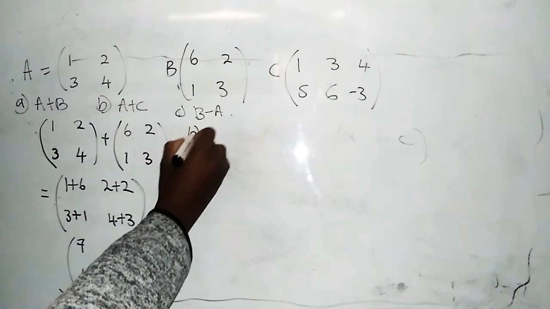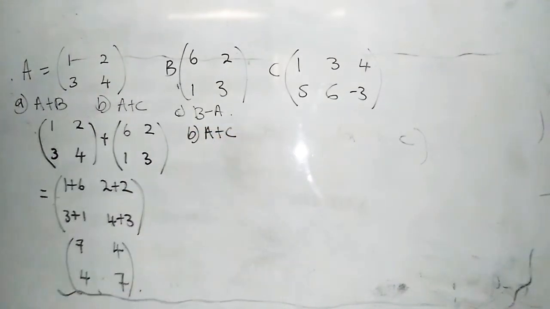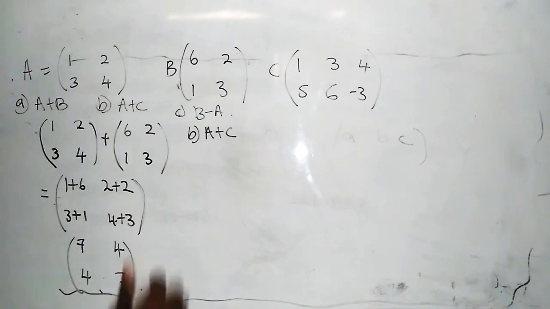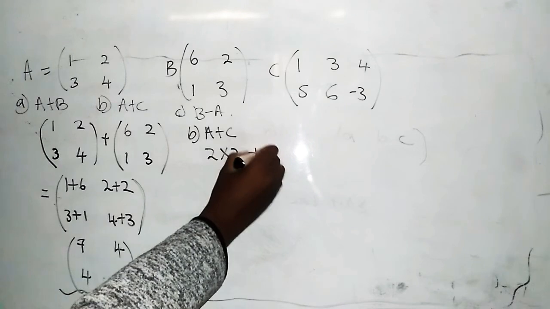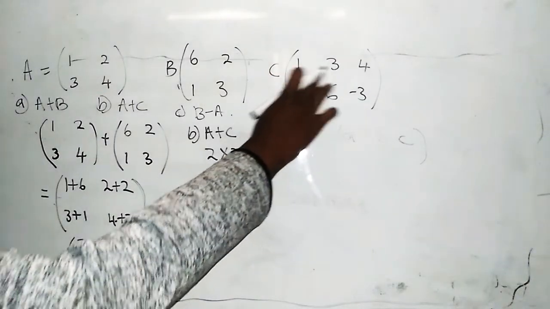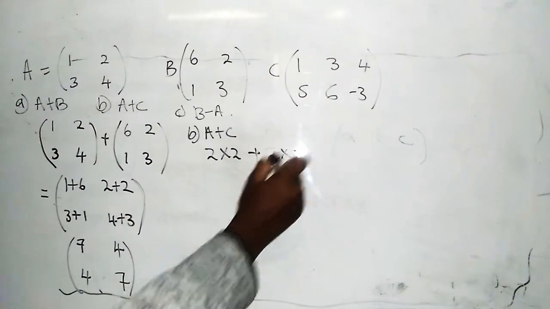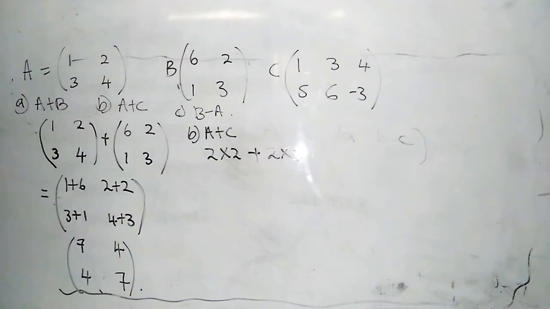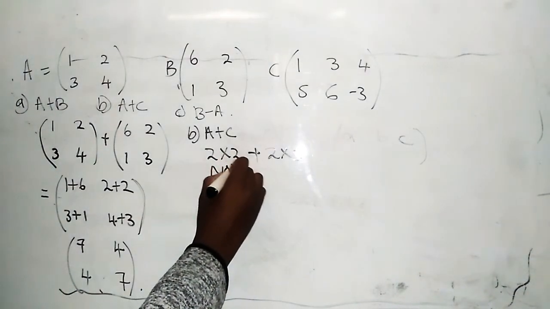And then for part B, they said we should add A plus C. I'm sure you guys can see that matrix A is a 2 by 2 matrix, 2 rows, 2 columns, and we are trying to add it to a 2 by 3, that is 2 rows, right, and 3 columns. It is impossible for us to add this one. We cannot add this matrix. The reason being, it is not in the same order, right? We can only add our matrices when they are in the same order. Same applies to subtraction. We can only add or subtract them when they are in the same order. So this one will just say not possible, right?